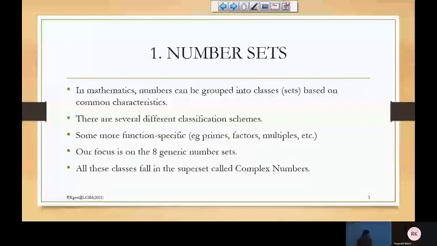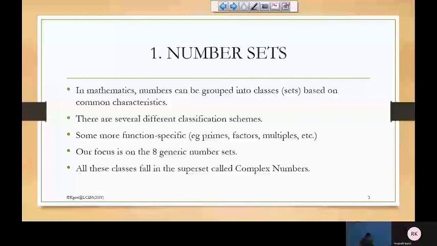So having said that, we see that there are some other sets, classifications. You can have prime numbers, you can have a specific set looking maybe at factors of one particular number, factors of 12 or multiples of 16, that sort of thing. However, we are going to be focusing on the 8 generic number sets. Generic number sets, which are not specific to any particular type of thing.